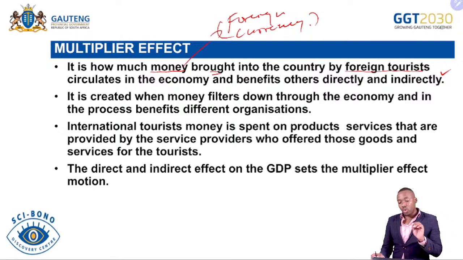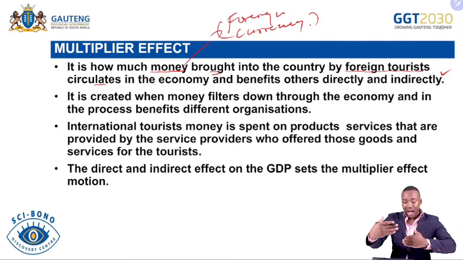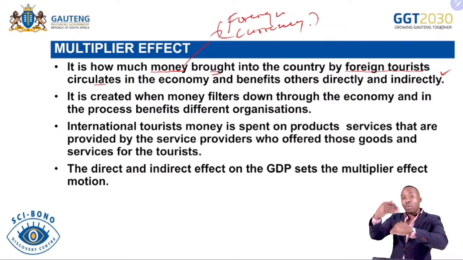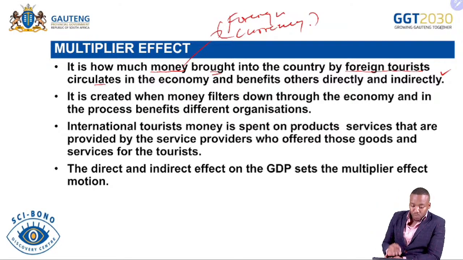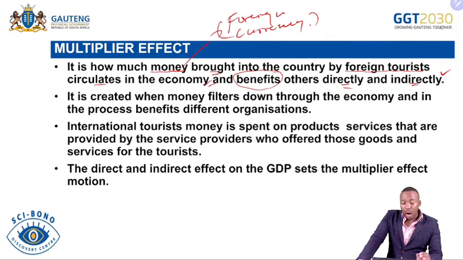What does this money do? This money circulates, right? Meaning it moves from one point to the other. The more the tourists spend, the more the effect is happening. It is how much money brought into the country by foreign tourists circulates in the country's economy and benefits others directly and indirectly. It is how much money brought into the country by foreign tourists circulates where? In the country's economy and benefits others directly and indirectly.